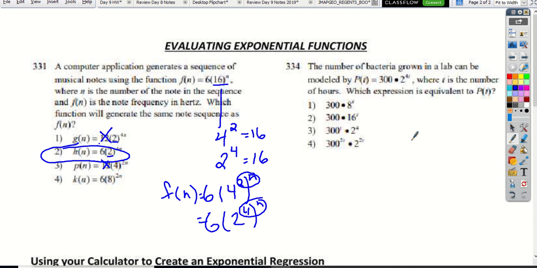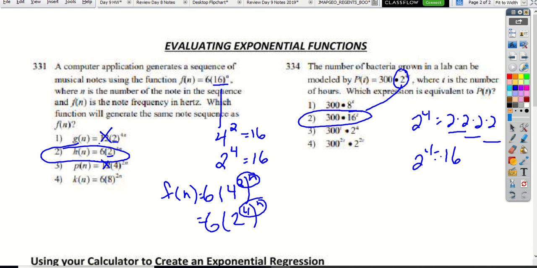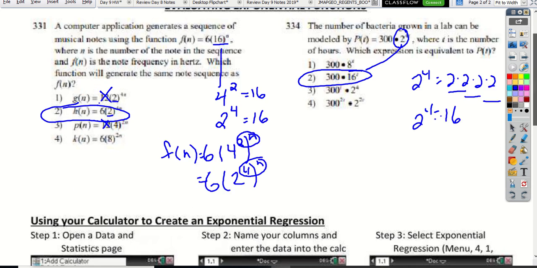All right. Number of bacteria grown in the lab can be modeled by the equation there, which is the same as this. So if you think about it, what is 2 to the 4th, right? 2 to the 4th is 2 times 2 times 2 times 2. So this is 4. There's another 8, and then that's 16. So 2 to the 4th is 16. So it's equivalent to 300 times 16 to the t.